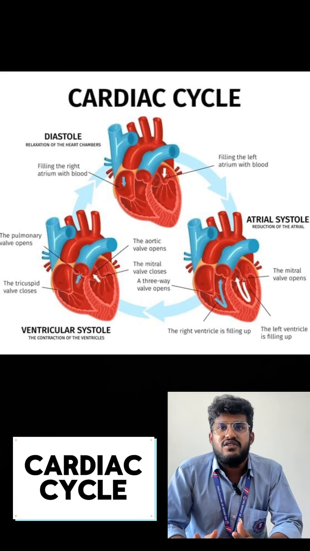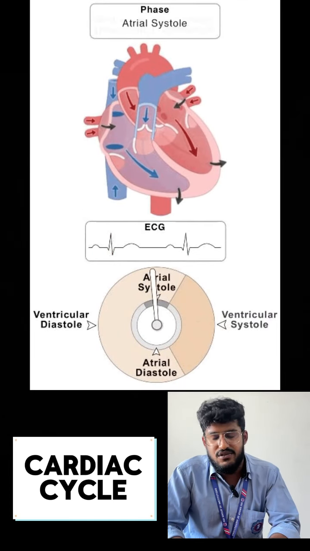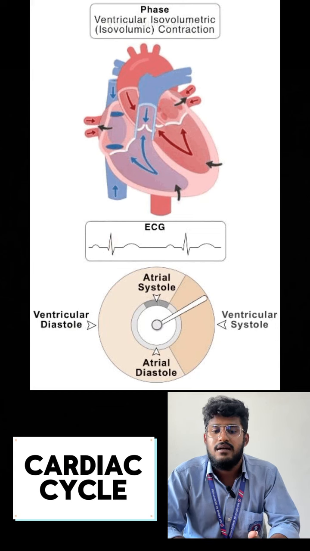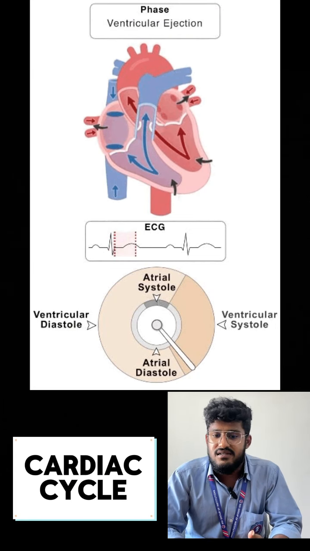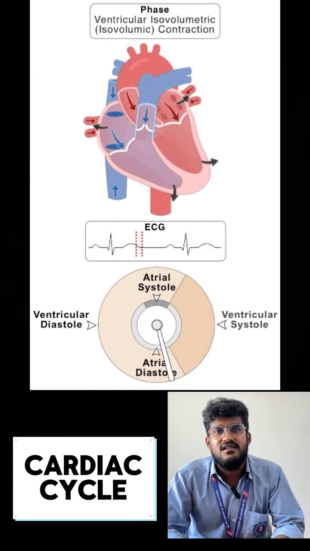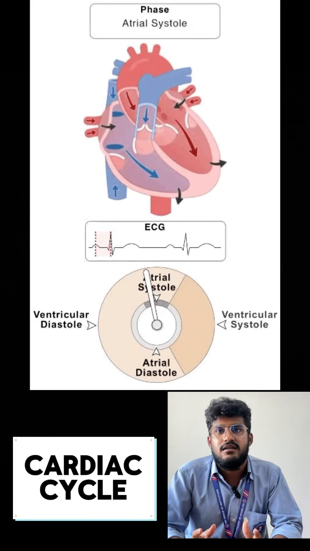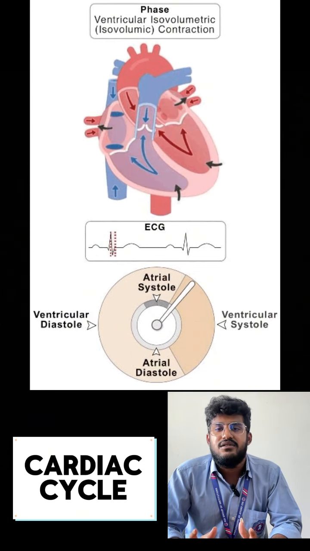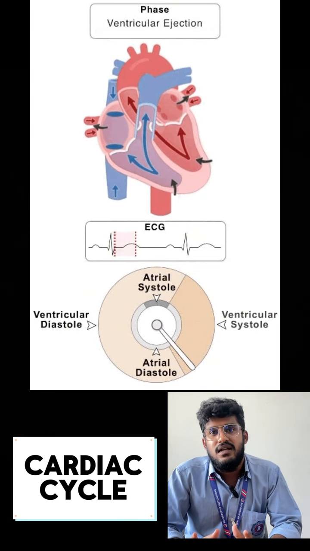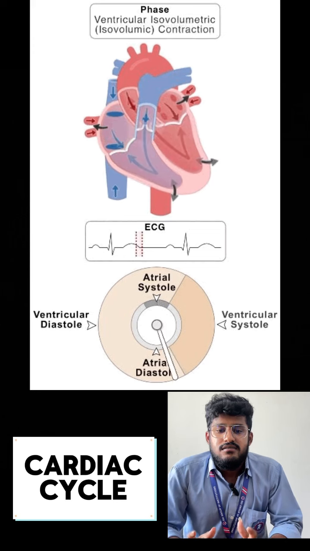The duration of the cardiac cycle is 0.8 seconds, and there are three phases: atrial systole, ventricular systole, and complete cardiac diastole. In atrial systole, the duration is 0.1 second. Here, the blood comes and fills the atrium, the atrium contracts, and the blood will flow to the ventricles.